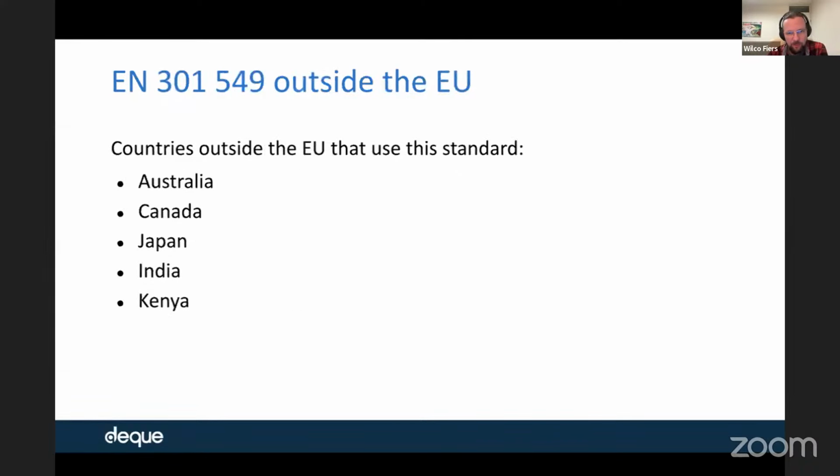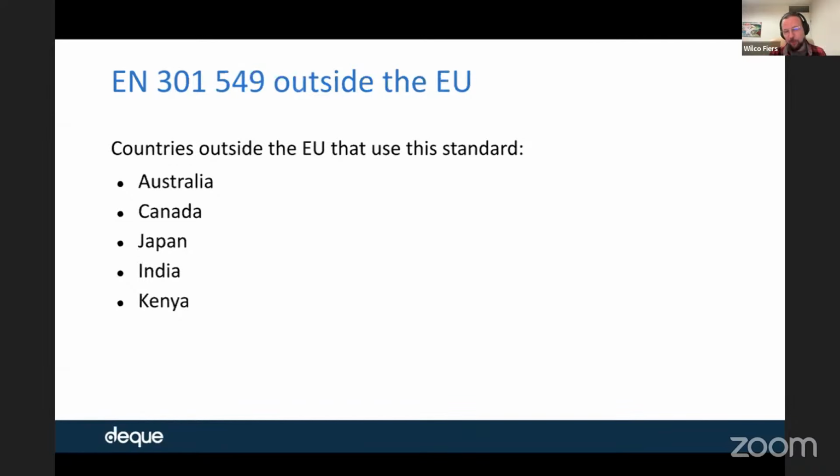And that's one of the reasons why 301 549 is also really starting to see some adoption outside of the EU as well. Australia, I think, was one of the first to do it. In Australia, they've adopted 301 549 as an Australian standard. Canada more recently has done the same. It's also being used by the governments in Japan, in India, and in Kenya. So we're really starting to see this standard take off.